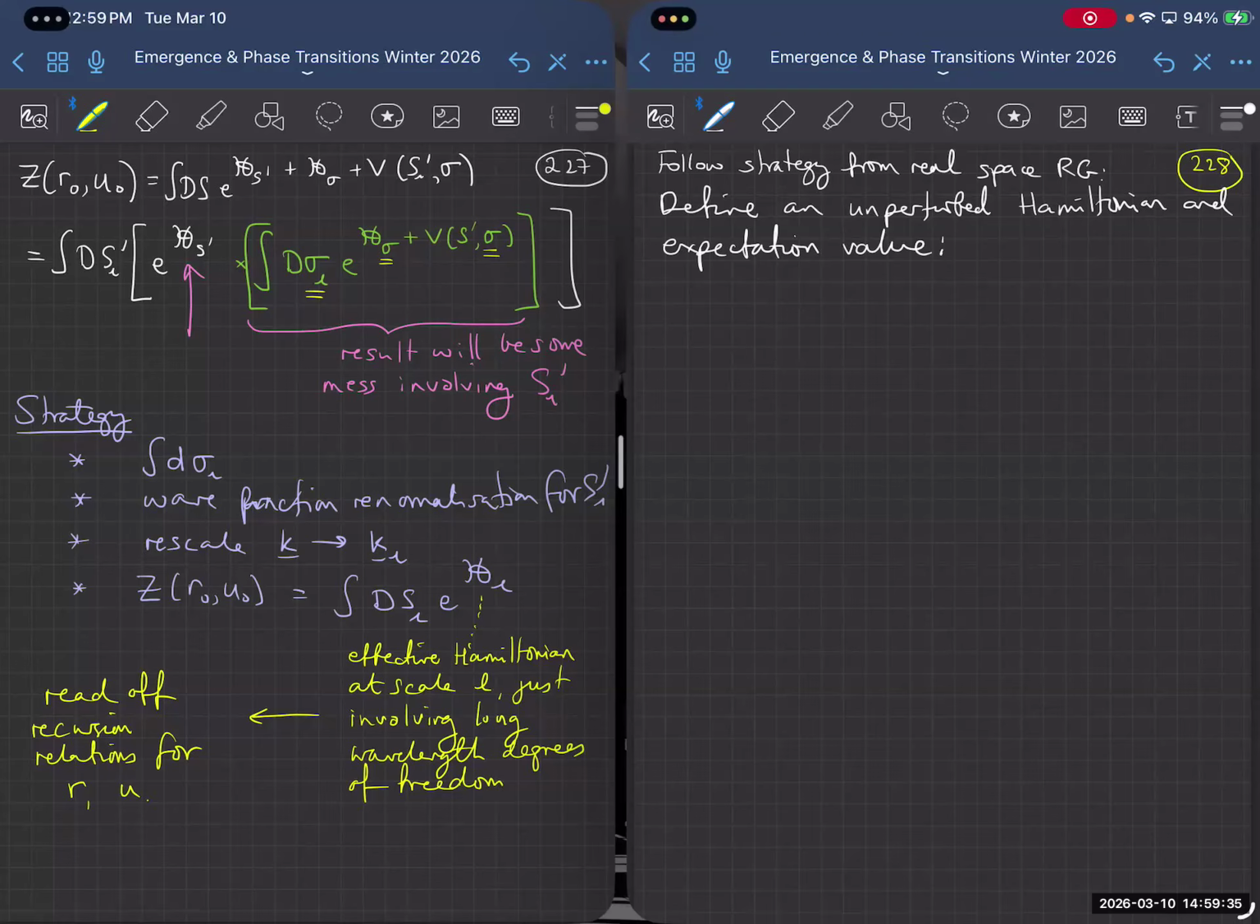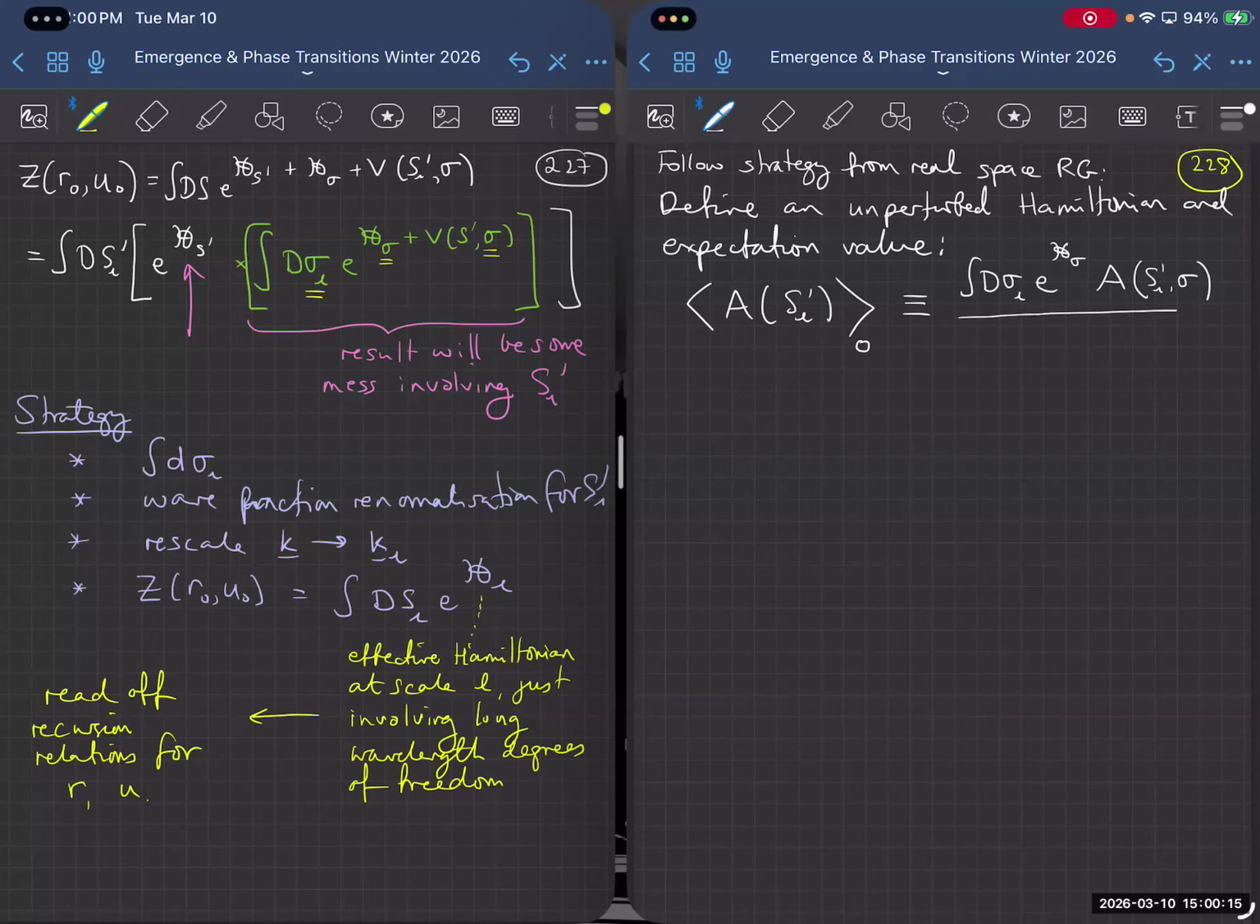So how do we do that? Well, I'm going to define the following. Like I did before, any function of the long wavelength degrees of freedom, averaged with respect to the short wavelength degrees of freedom. When I write that down, here's what I mean. I mean the path integral, the functional integral over the short wavelength degrees of freedom, the effective Hamiltonian of the short wavelength degrees of freedom, the sigmas, my quantity A, whatever it is, as a function of S_L prime and sigma. And that's going to give me something.